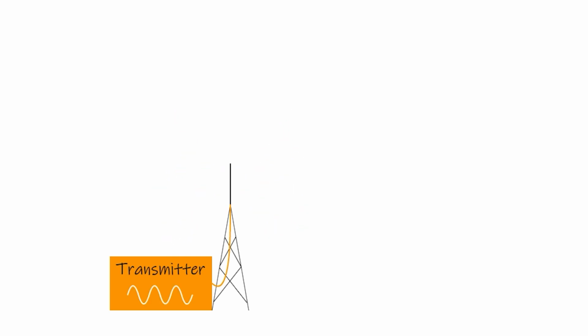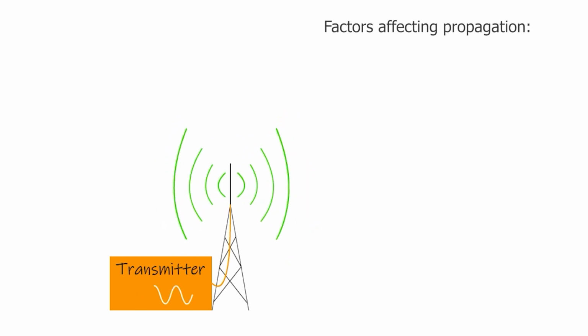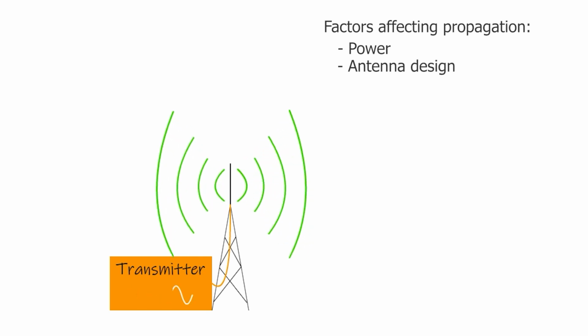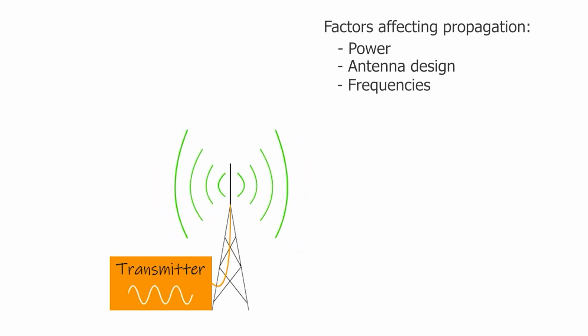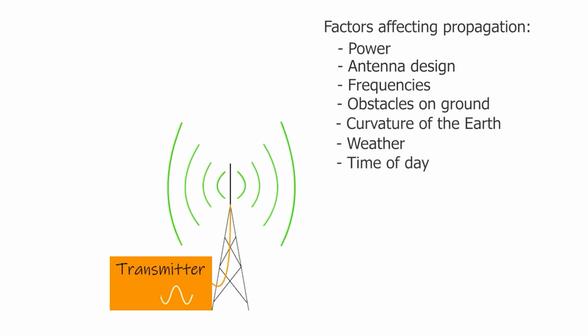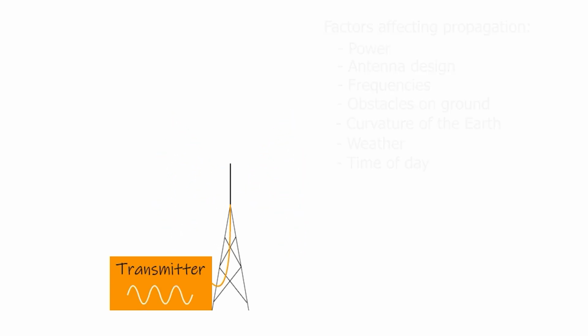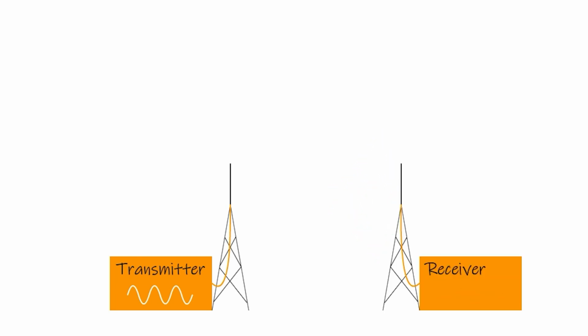How strong the signal is and how far it will propagate is determined to some extent by the power of the electrical signal in the antenna, but other factors such as the length and shape of the antenna, the frequencies present in the signal, obstacles on the ground, the curvature of the earth, and even the weather and time of day will also have an impact. So if those radio waves pass by another antenna, they will generate a small amount of current in that receiving antenna. Again, the shape and size of this antenna are important factors in how well it receives radio waves at different frequencies.